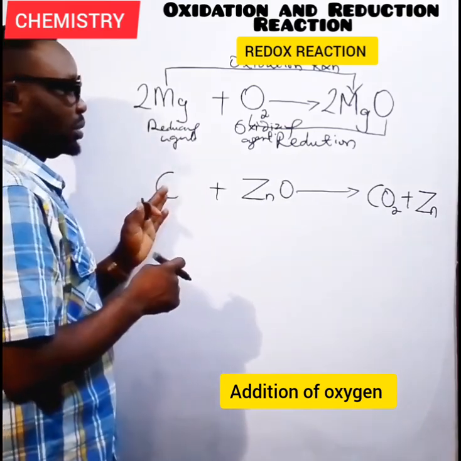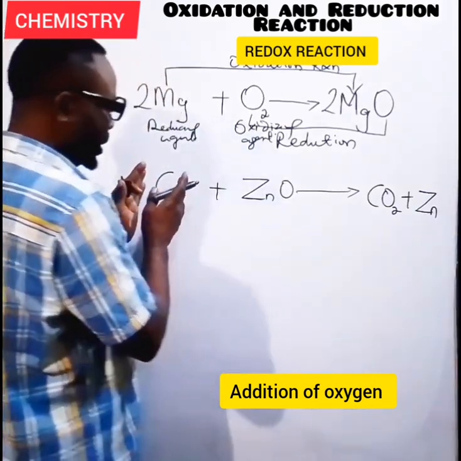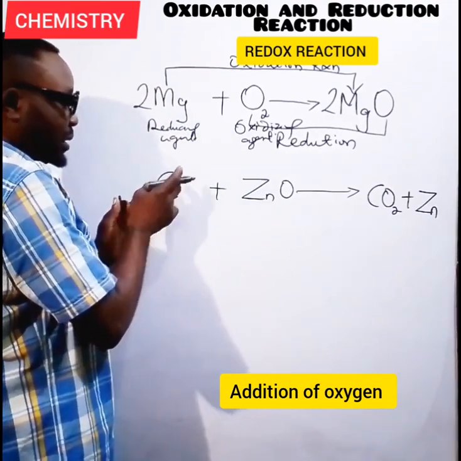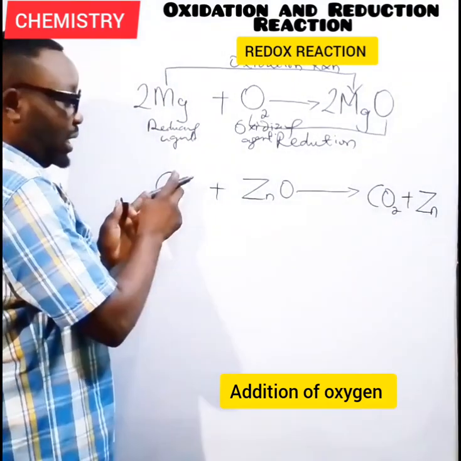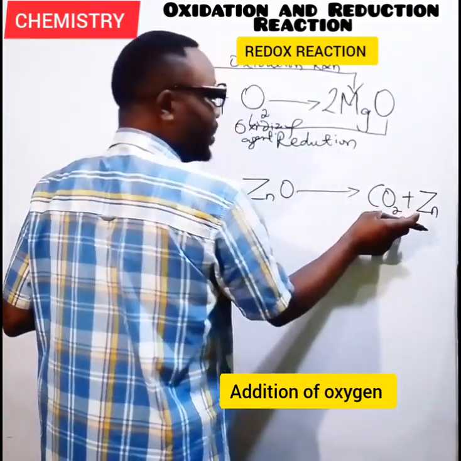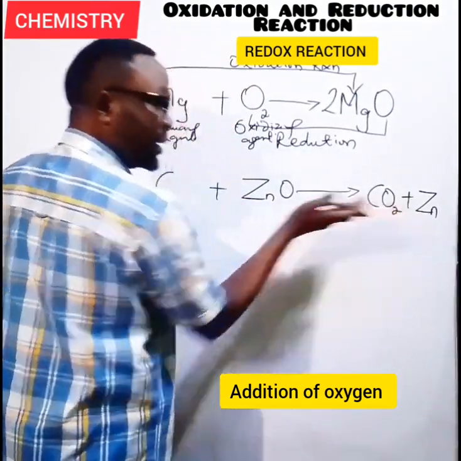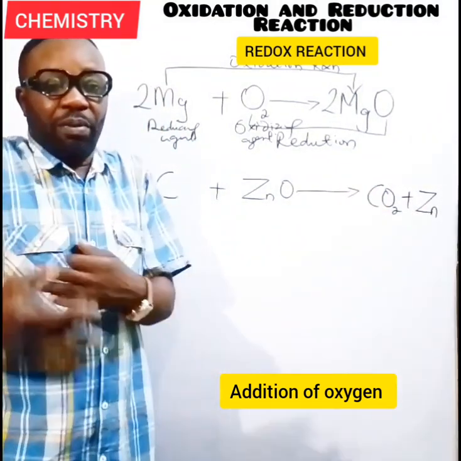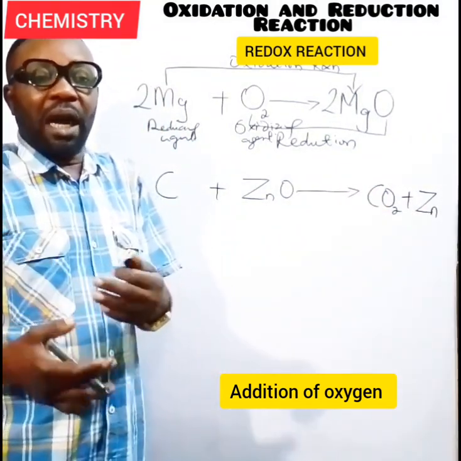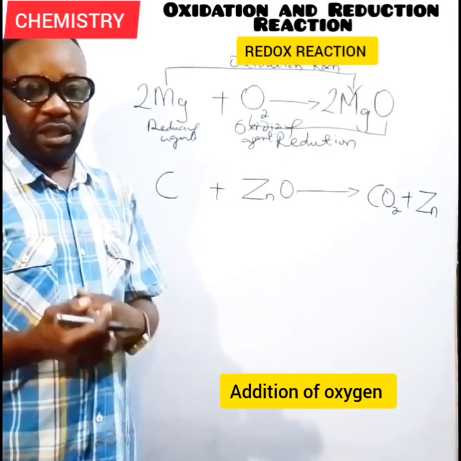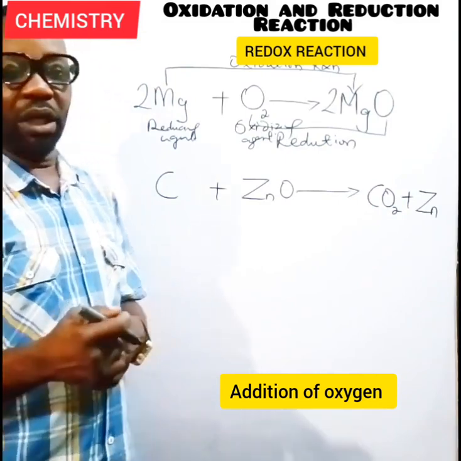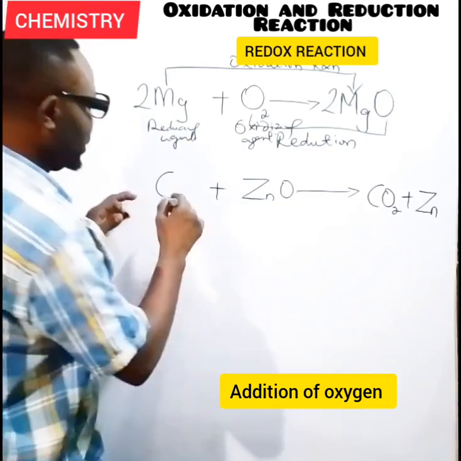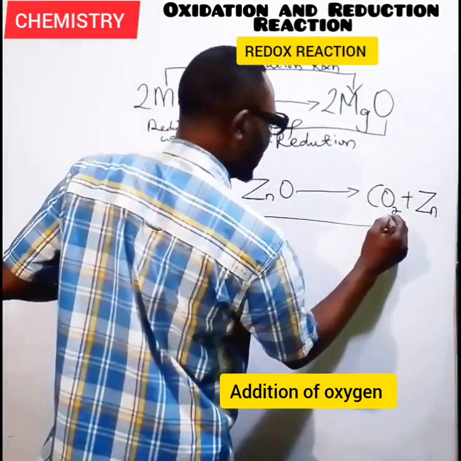Now, you agree with me that there's no oxygen with this carbon on the reactant side. But when we get here, this carbon has been able to gain oxygen to itself. Adding up the others, now what? We now have addition of oxygen there. So we call that one an oxidation reaction. This is oxidation.